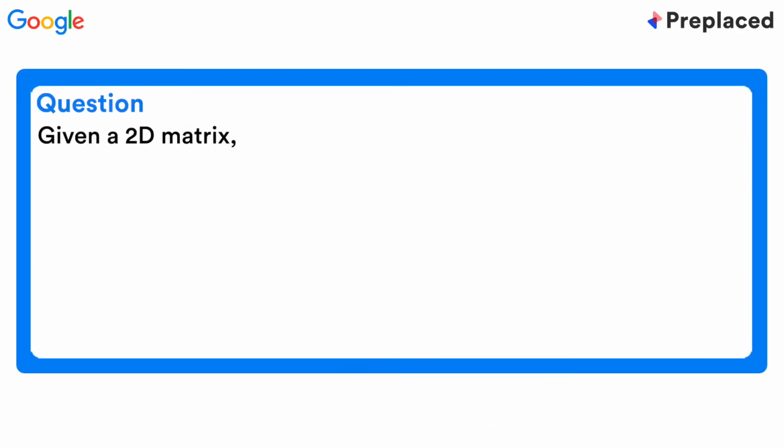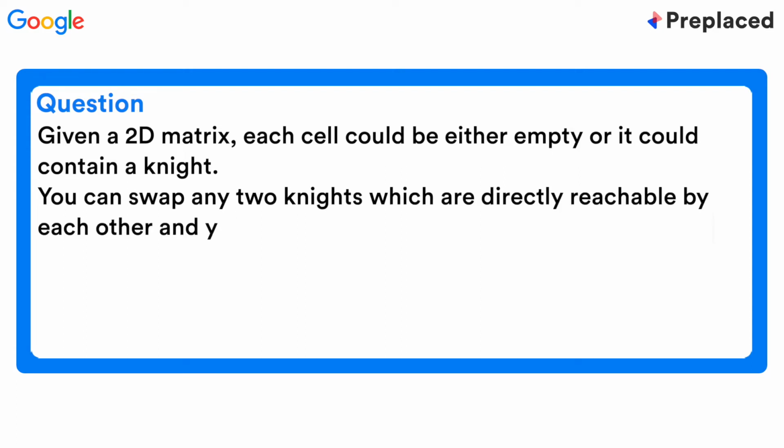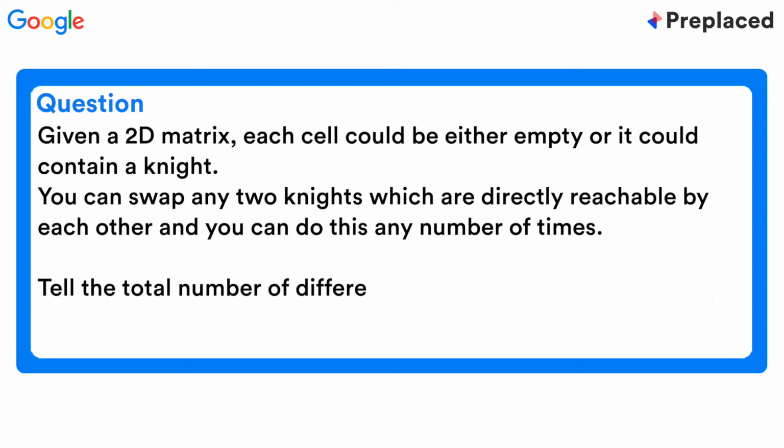Given a 2D matrix, each cell could either be empty or it could contain a knight. You can swap any two knights which are directly reachable by each other, and you can do this any number of times. Tell the total number of different arrangements of this 2D matrix that you can get.